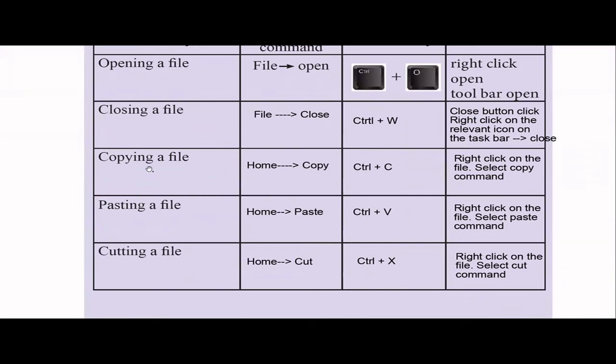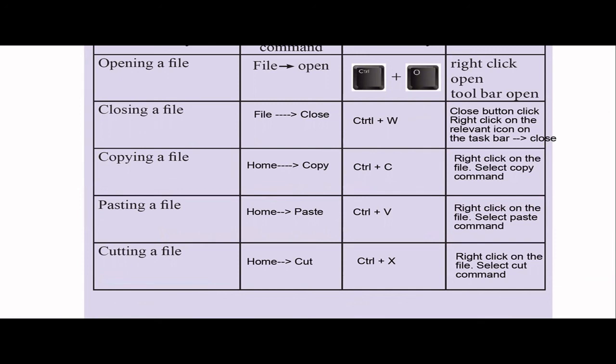Okay. So copy a file, right? Usually it depends on the application you are using. If it's like Word kind of thing, from the home menu, you can select copy. Shortcuts are Control plus C. Or if you want to copy a file itself, you can right click on the file and select the copy command. Pasting, home paste. Shortcuts are Control V. So you can either right click on the file and you can select the paste command as well, as I explained.